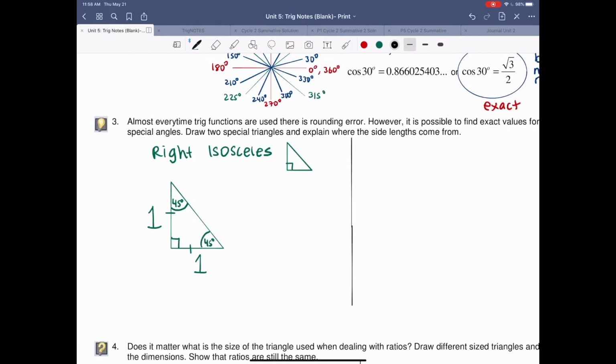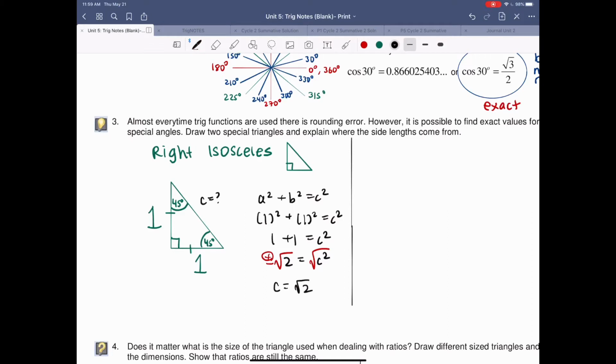At this point, I need to figure out what my hypotenuse is. And so a squared plus b squared equals c squared is equal to 1 squared plus 1 squared, which is c squared. 1 plus 1 is c squared, so 2 is equal to c squared, and therefore c is going to equal the square root of 2, in just the positive version, because we're dealing with dimensions and we only grab the positive version when we're dealing with dimensions.